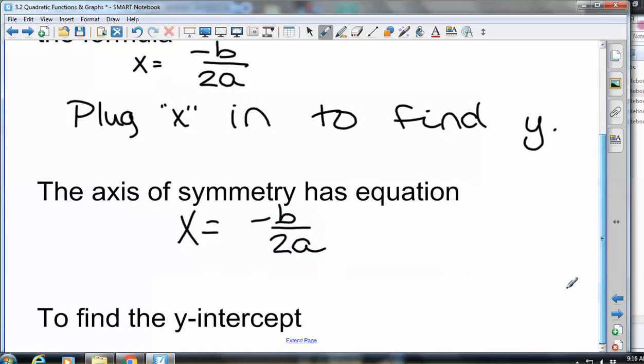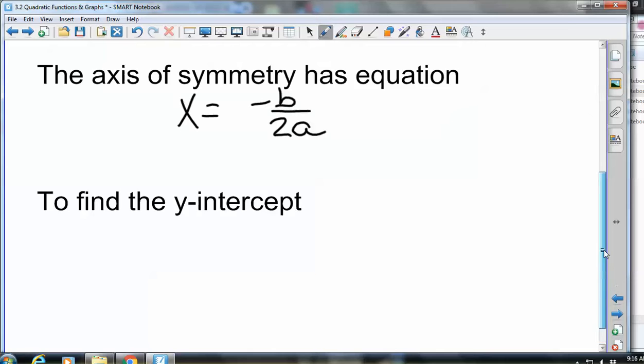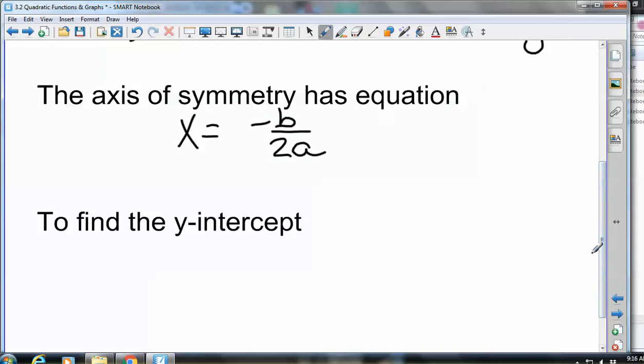How would you find the y-intercept? How do you find a y-intercept? Okay, and more specifically, when you find the y-intercept, what's x equal to? 0. A y-intercept is where you cross the y-axis. So to find it, you plug in a 0 for x.